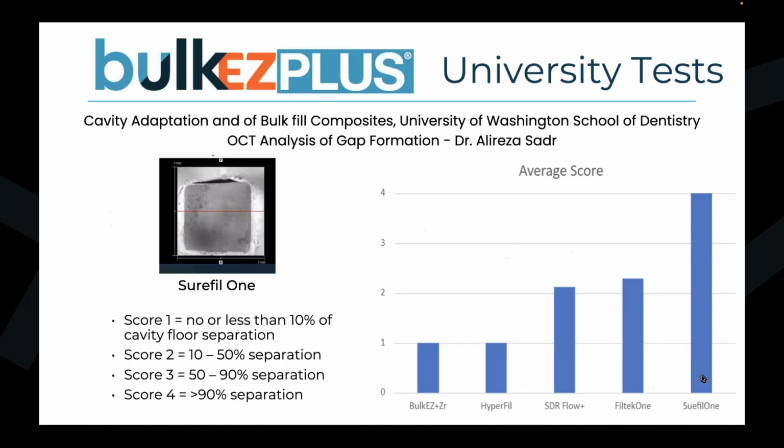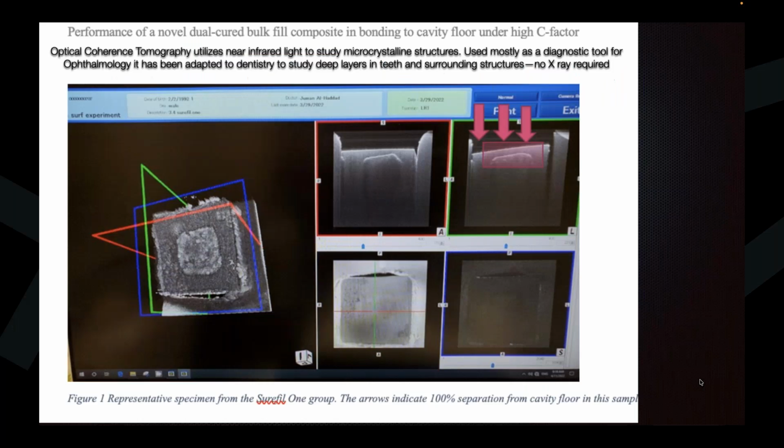This is a real favorite of mine because Ali Sauter is one of the best guys in the business in terms of materials testing. He's using an application of optical coherence tomography, and that will show you actual gap formation on the tooth. So this is Sure Fill 1, which was kind of the great white hope of bulk fills because you place it in there and hit it with the magic lantern. Well, the problem is, at least in Sauter's studies, there's 100% separation from the cavity floor. In my world, that's sensitivity every time you bite on it and cold sensitivity.